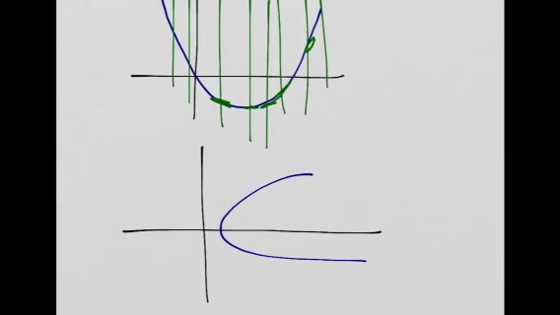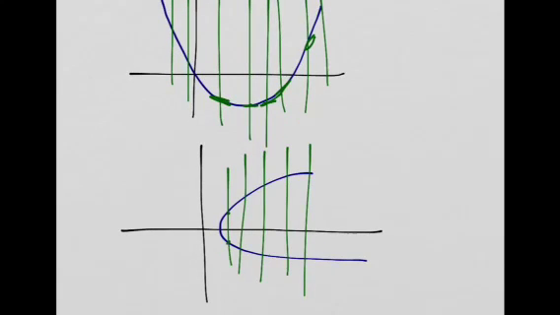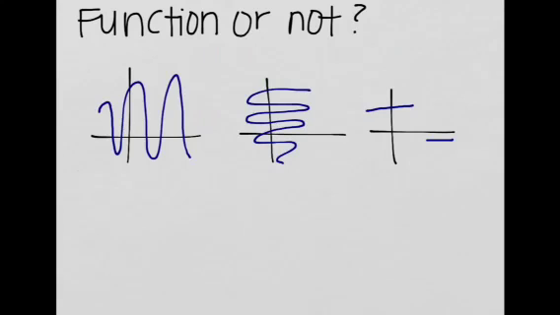So let's try it on this example. When I draw a bunch of vertical lines, as you see, I'm getting two intersection points. This means this is not a function. Well, this is a function. Okay? So let's do some examples and see whether these relationships are a function or not.